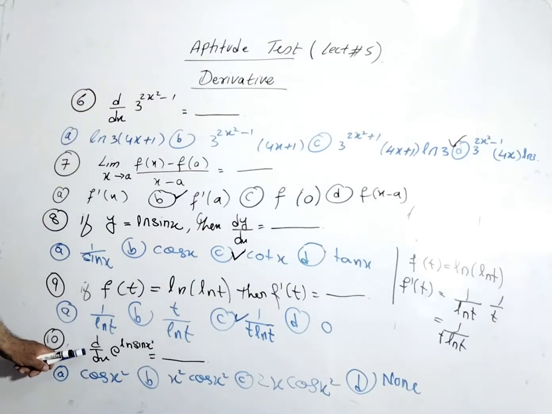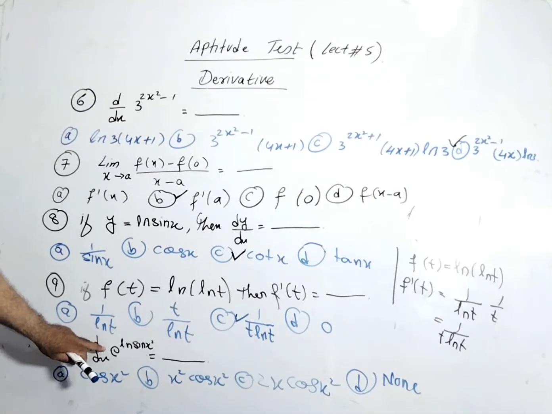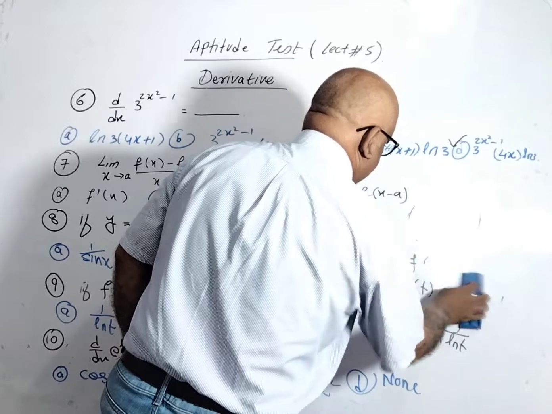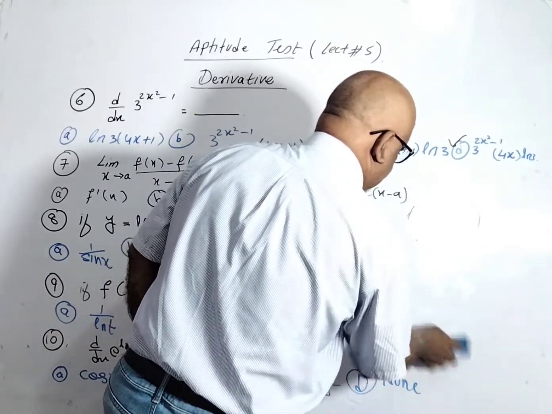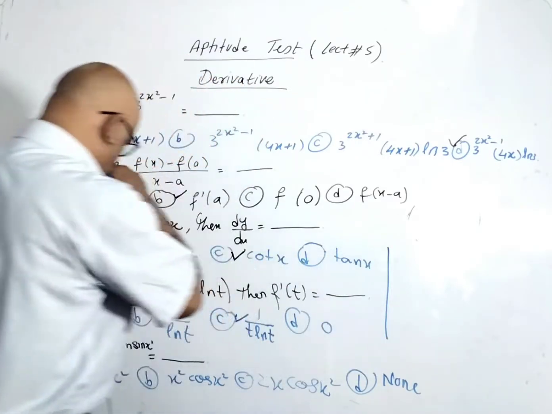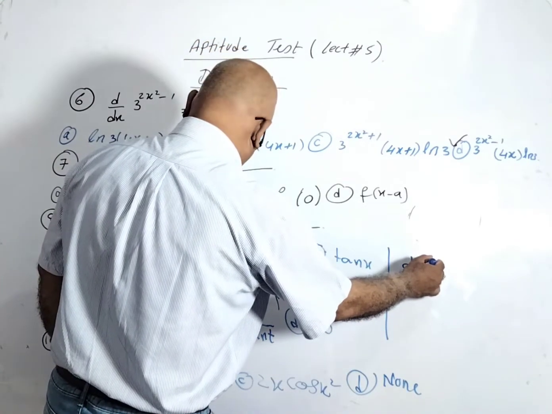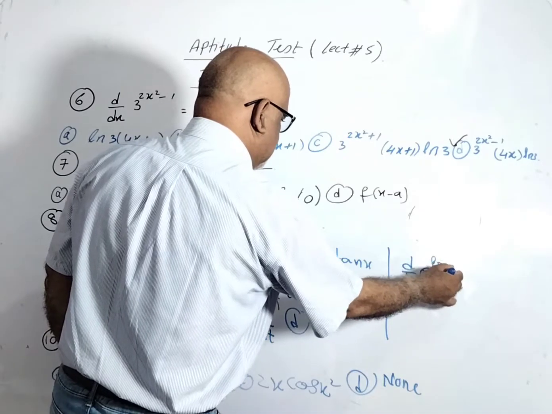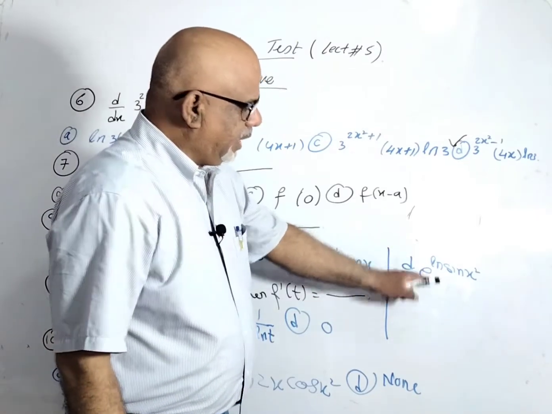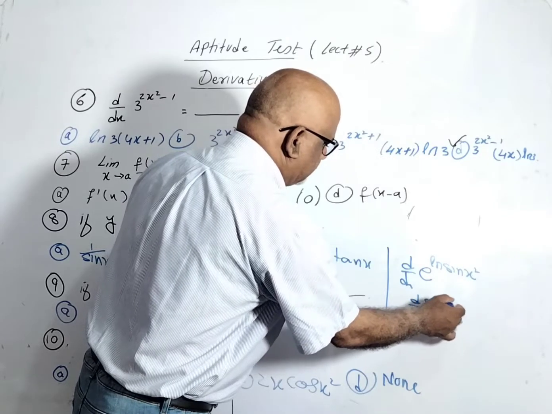Now again here we have to discuss the 10th MCQ. This is the derivative of e power ln sin x square. We have discussed the relation between ln x and e to the power x. They are inverse functions of each other. So here this is d over dx of e power ln sin x square. So ln and e cancel out, and the derivative of d over dx will be sin x square.